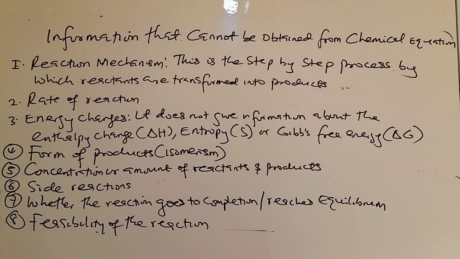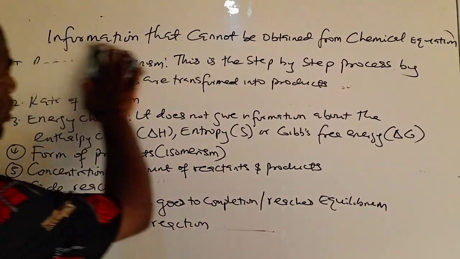Then number 8, feasibility of the reaction or spontaneity of the reaction. When we say a reaction is feasible, it means that the reaction can take place. So, when we say it's feasible, it means it can take place. For instance, let's look at this example here.